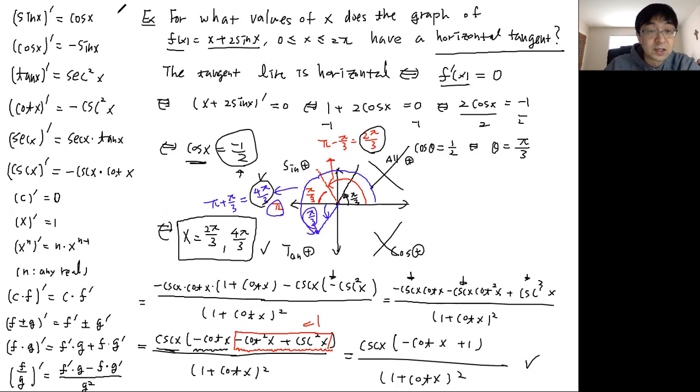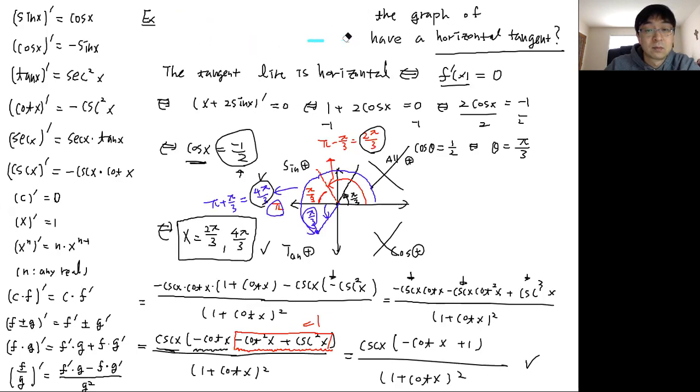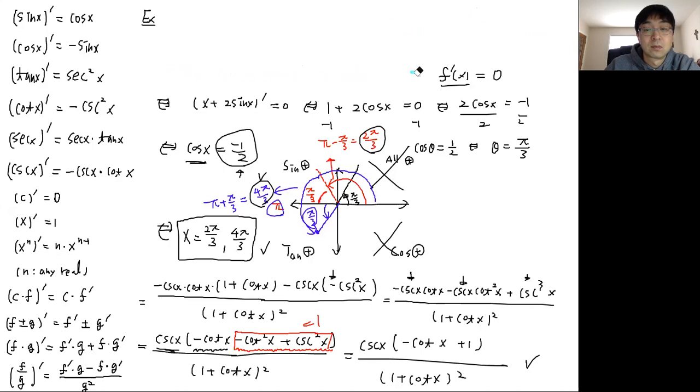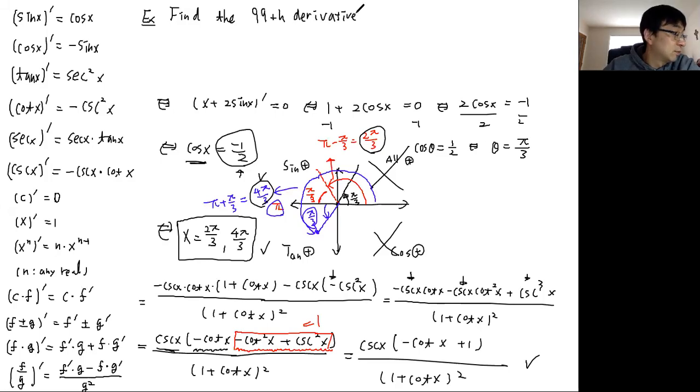The next example is here. Find the 99th derivative of cosine of x. This equation.